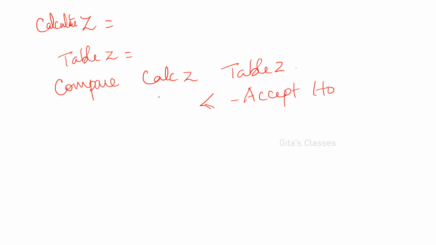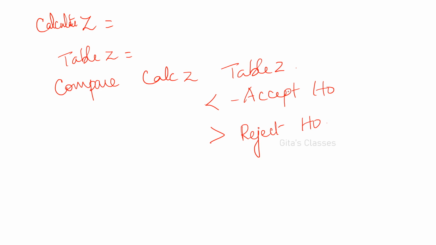So please remember, C comes before T. Remember like that. Therefore, the calculated value should be written first. So if it is less than, then accept H0. If the calculated value is greater than the table value, then reject H0.